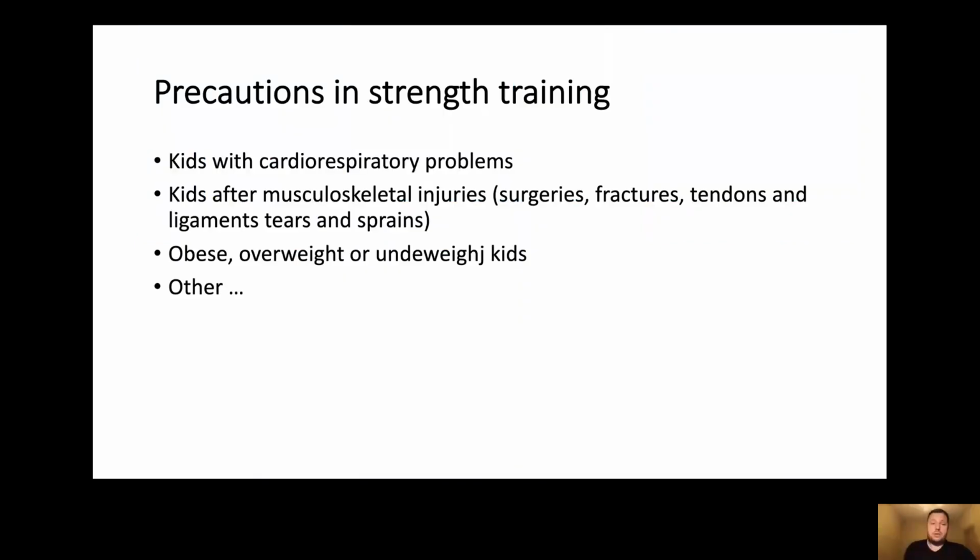So there are some precautions of strength training. Be careful with the kids with cardiorespiratory problems. Also be careful with the kids after musculoskeletal injuries. It doesn't mean that you don't need to restore muscle strength, but in some cases, for some period of time, you should be avoiding this. So surgeries, fractures, tendon and ligament tears and sprains and so on. So there can be some limitation in strength training when the tissues are healing. Obese, overweight or underweight kids also should be under precautions, and of course there can be other reasons why we are supposed to take precautions.